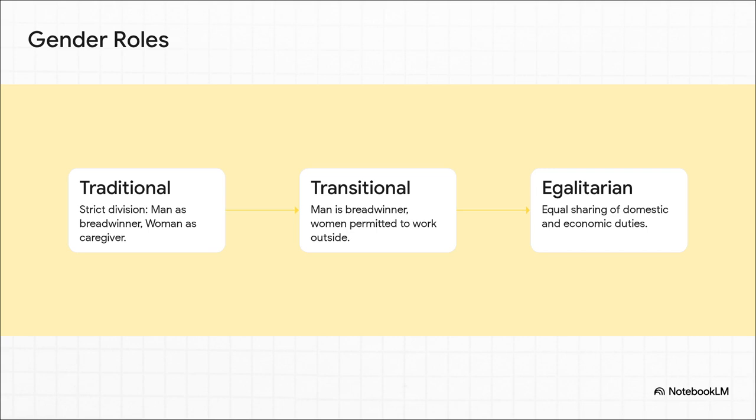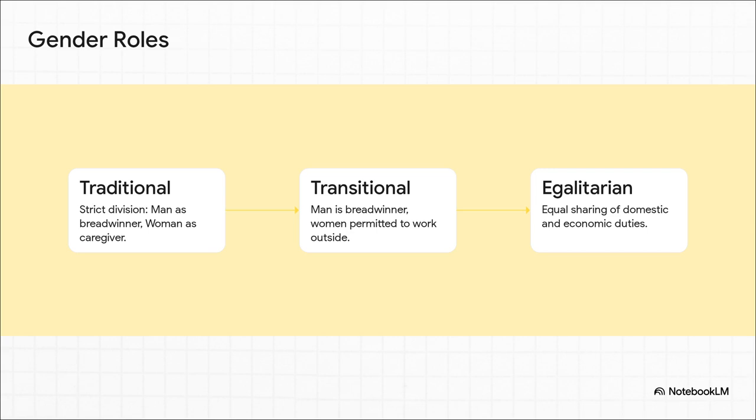Then, as cultures shift, we enter a transitional phase. The man is still culturally the primary breadwinner, but women are permitted to work outside the home. It loosens the rules a bit, but the expectations are still pretty skewed, often leaving women juggling a job and all the domestic work. Finally, we get to the egalitarian role. This is where domestic duties and economic contributions are shared equally.